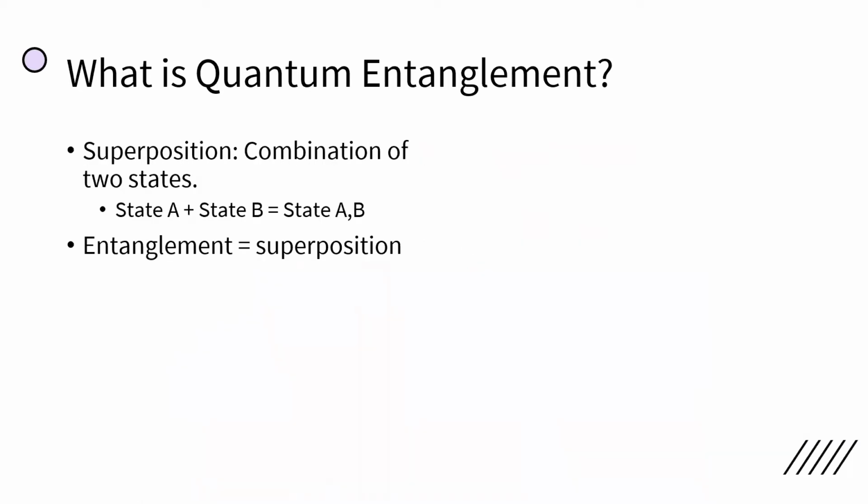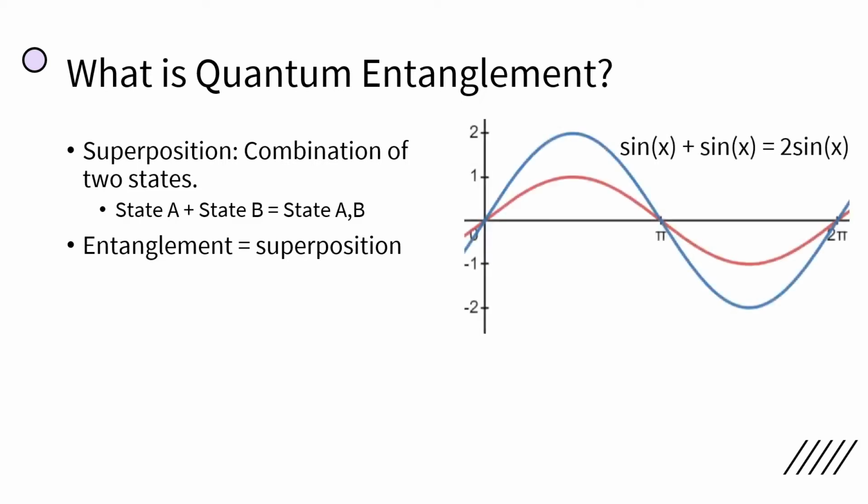Now, a good way to think of quantum entanglement is a superposition of states. The idea of superposition is where you combine state A and state B into a combination, a superposition of state A, comma B. An example of this is constructive interference, where you have a sine function mixed with another sine function. It creates an amplified version of the sine function.